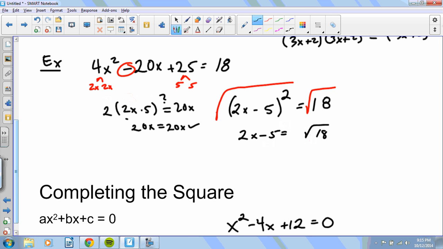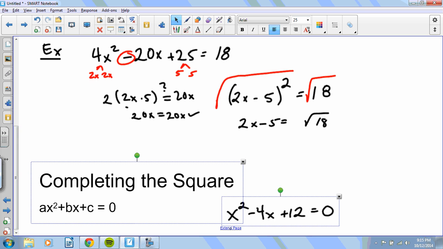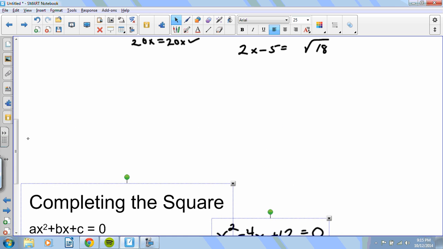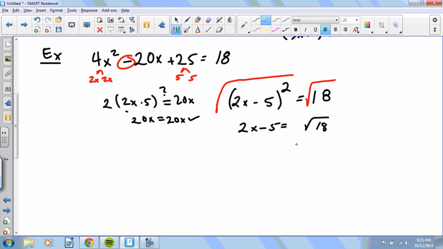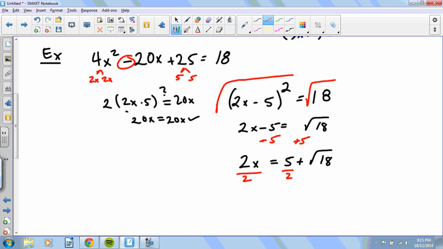Okay, I'm going to move this stuff down here for the next piece, so I have some more space in a second. Okay, and if I continue solving this, I'm going to add 5 to both sides. Now again, we have to be careful here. This is a square root. This is not, so I can't add those together. So 2x will equal 5 plus the square root of 18. Okay. And then again, divide by 2. And I'm going to divide them individually by 2 here so we can see what our result's going to be.